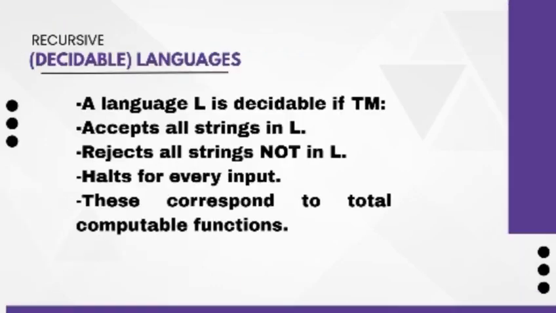It can represent recursive languages. If a Turing machine halts for every input, either accepts or rejects, then the language is called decidable. If the machine halts only for accepted inputs but may loop on other inputs, then the language is recognizable. All decidable languages are recognizable, but not all recognizable languages are decidable.